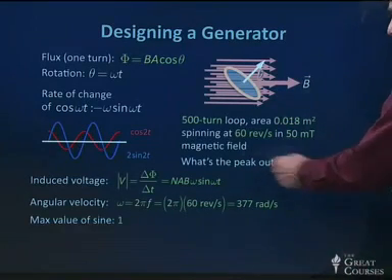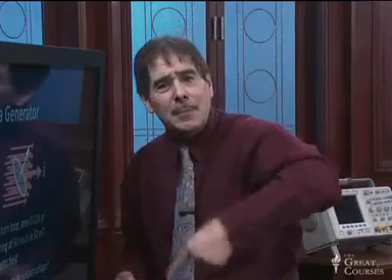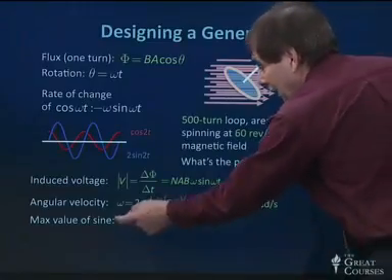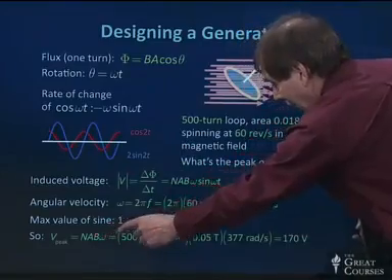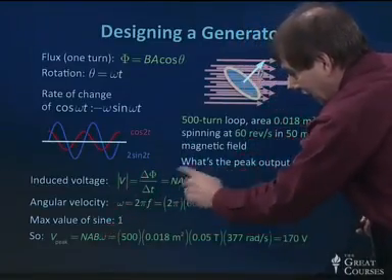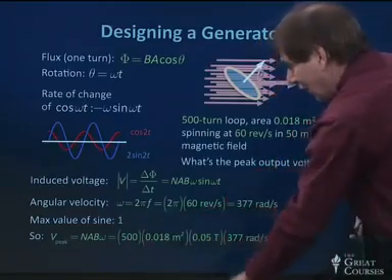I asked, what's the peak output voltage? What's the maximum it ever gets to? Because this voltage is alternating. Spinning coils in magnetic fields naturally makes sinusoidally varying alternating current, which is why that's so common. One reason it's so common. The maximum value of sine is 1. So if I work out the peak value, I can take all my numbers, put them together, change the sine into 1 because I want the peak value, and I've got my 500 turns.